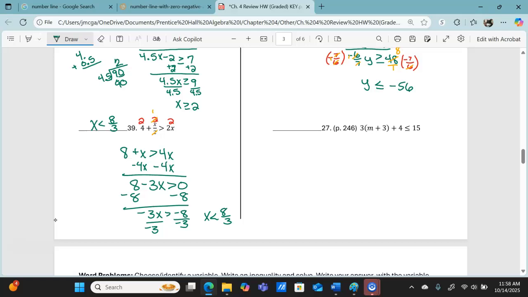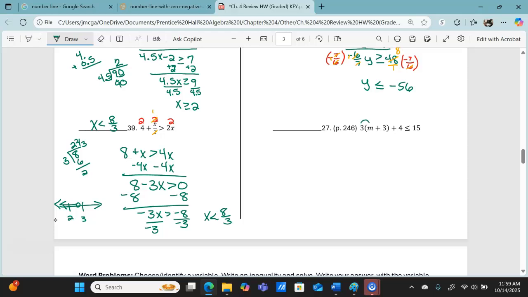And if I was going to graph that one, I would change my 8/3 to 2 2/3 so I could see the location. You know, like here's 2, here's 3, 2 2/3 would be right there. And so that's what that one would look like graphed.